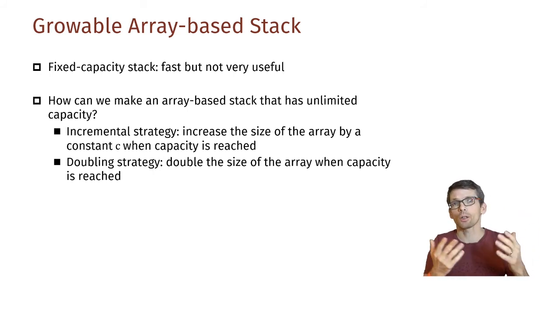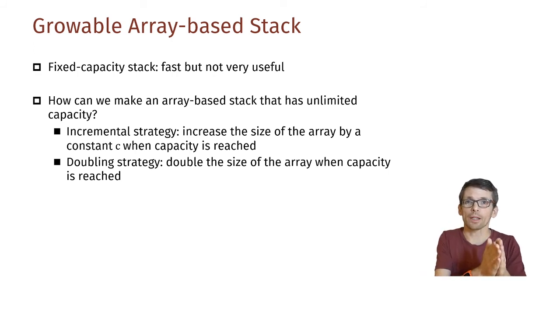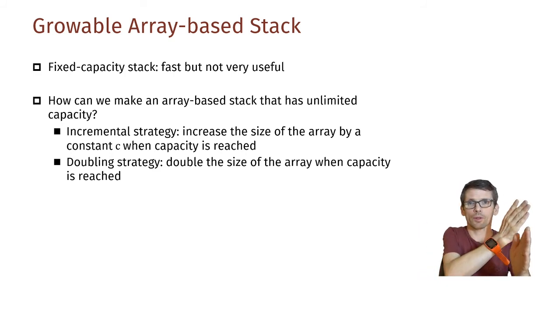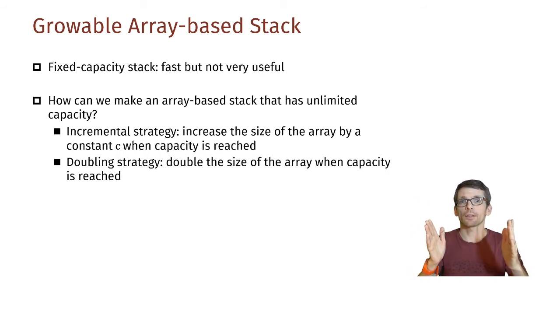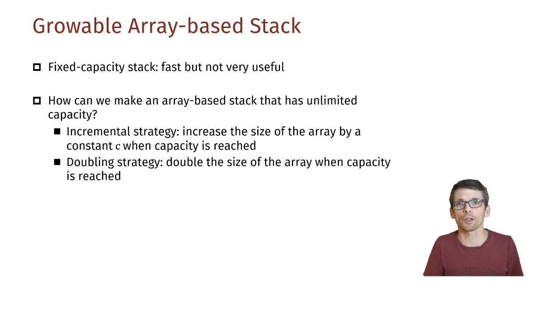In contrast, the alternative would be to say, when I run out of space, I simply always double the size. So let's say I start with 20, then the next step would again be 40, because that's twice 20. But then if I want to insert my 41st element, I'm going to make my array size 80, and then 160, and so on. So that's a doubling strategy.